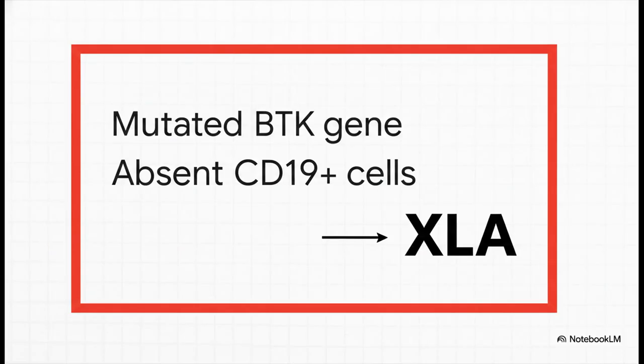The absolute crucial point here is this pathology variance box. Anchor this one in your mind, guys. If you see a mutated BTK gene paired with an absolute absence of CD19-positive cells, you are looking at XLA. Boom. That's a high-contrast takeaway you just cannot afford to miss.